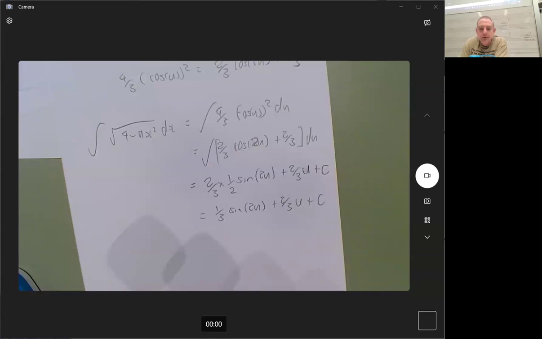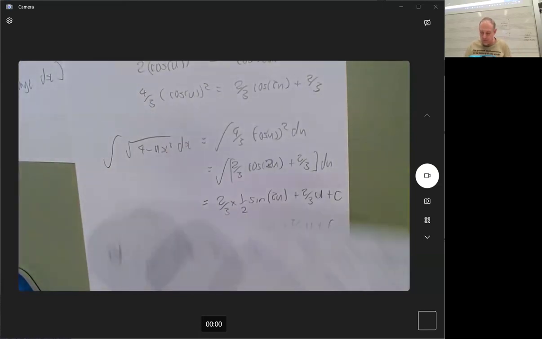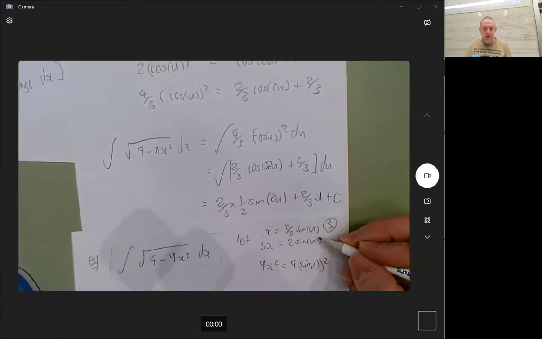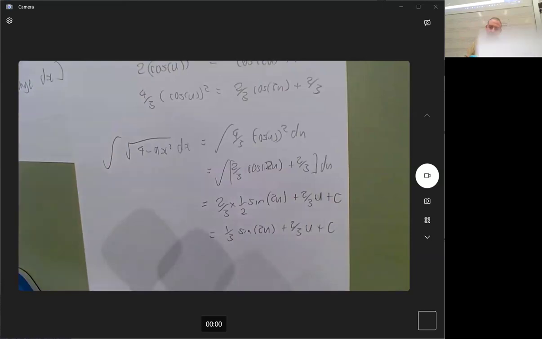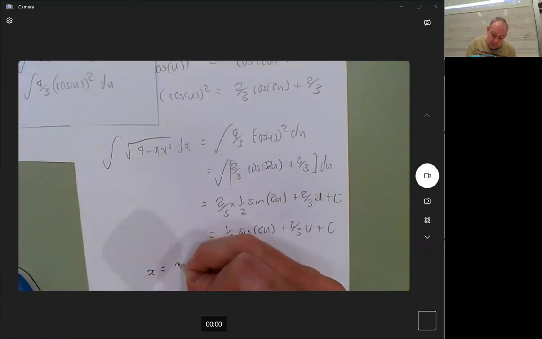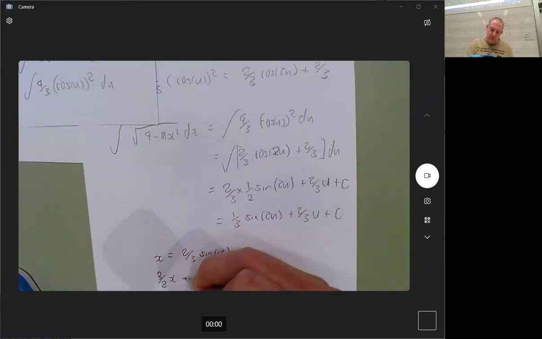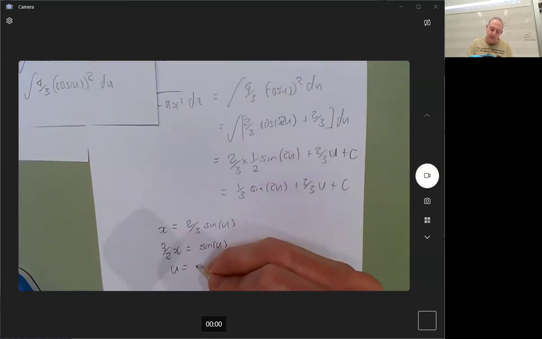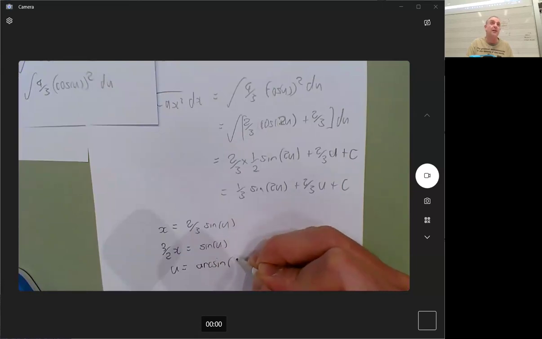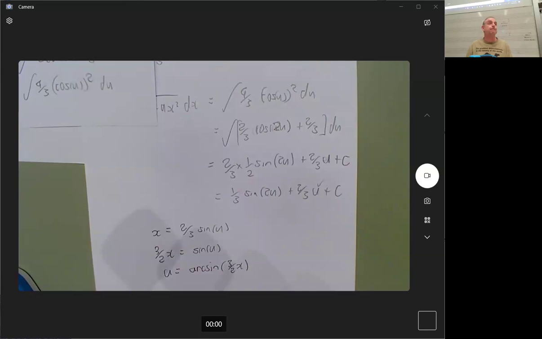Damn it. Okay, wait. U is trapped inside this sine here, so I'm going to have to unwrap that to figure out what u is. Okay, all right, we're just going to put our x's back. So we know that x is 2/3 of sine u, which means that 3/2 of x is sine u, which means that u is arcsine. You can call it sine inverse if you like, of 3/2 of x. Okay, so I can deal with the u.